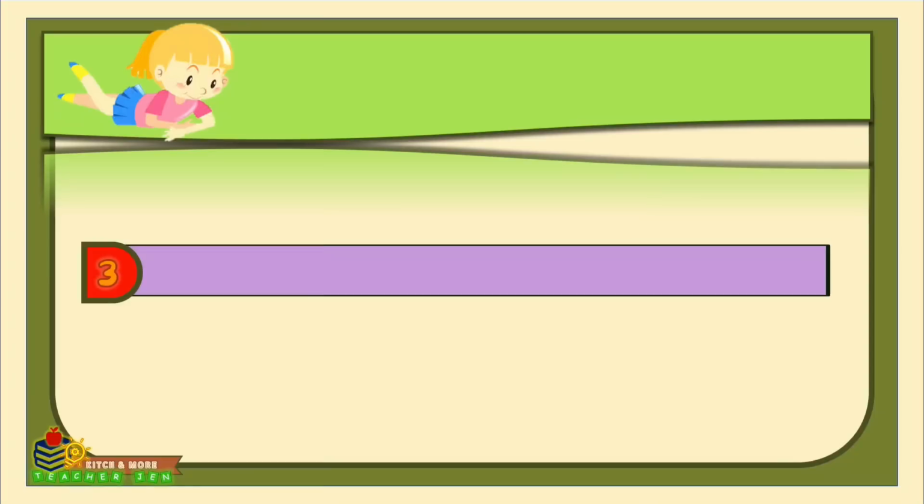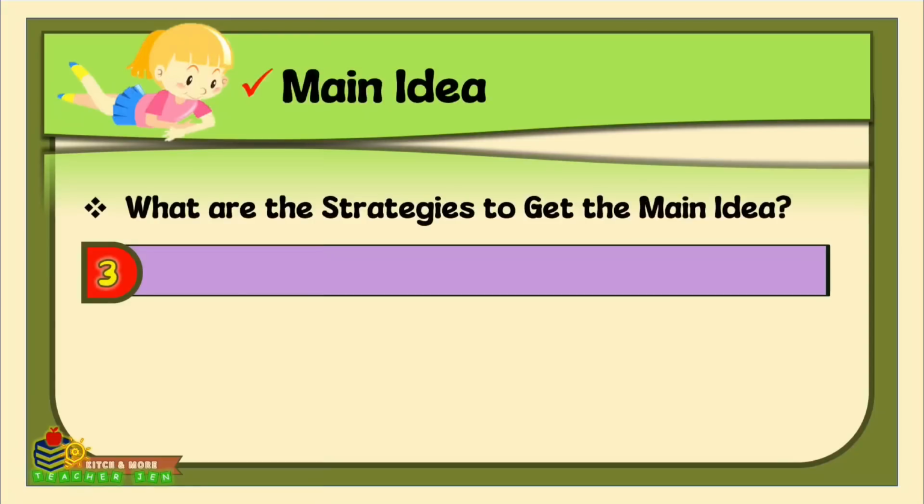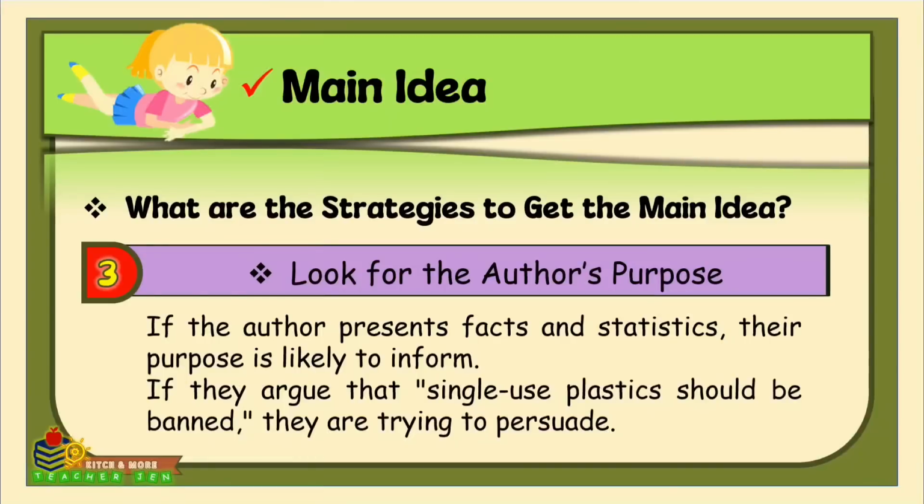The third strategy to get the main idea is to look for the author's purpose. If the author presents facts and statistics, their purpose is likely to inform. If they argue that single-use plastics should be banned, they are trying to persuade. Ask yourself, why did the author write this? This purpose can be to inform, persuade, entertain, or explain something.